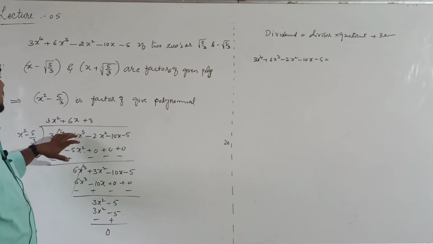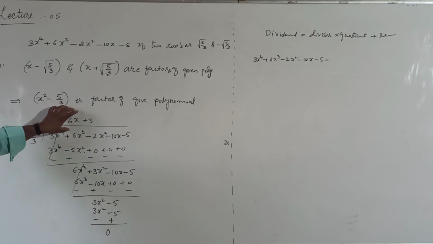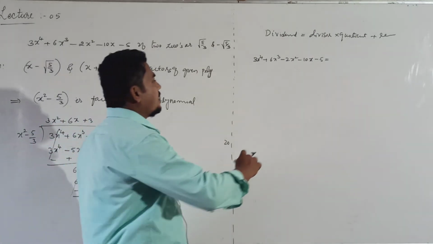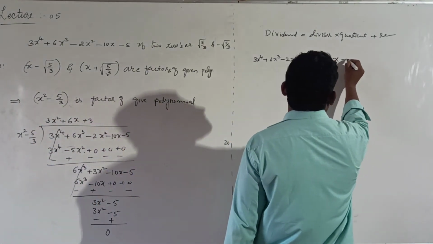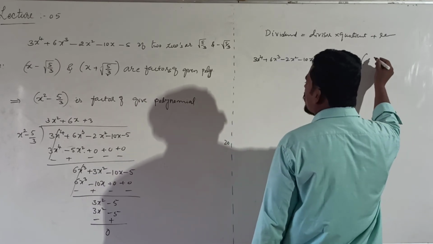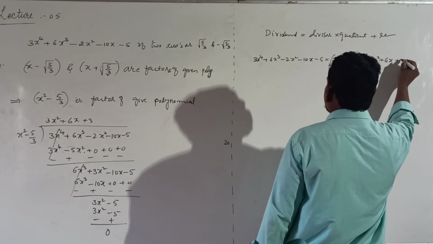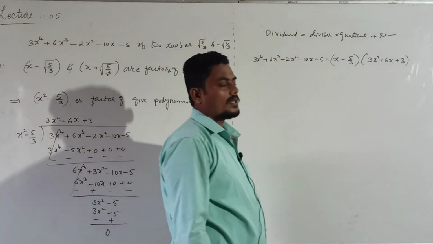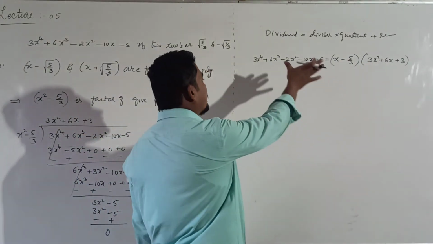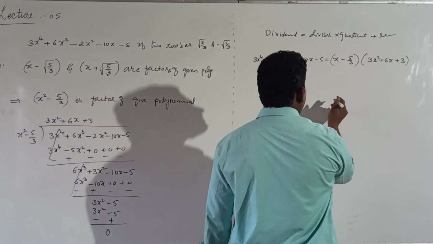That is equal to, this is dividend. Dividend is equal to quotient into divisor. This is our quotient. Quotient into divisor. That's equal to x square minus 5 by 3 into, what is our quotient? That is 3x square plus 6x plus 3. Now, instead of this polynomial, we can use this polynomial, the product of two polynomials.